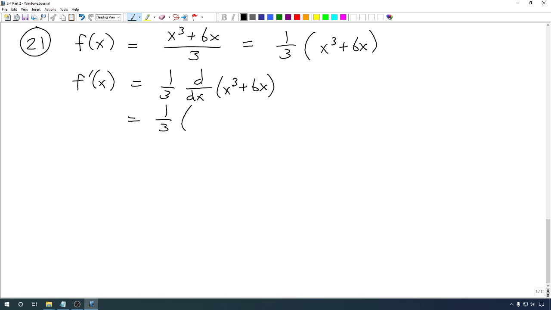The derivative of that is 3x squared, because we're using the power rule for x cubed. Then plus 6, because the x becomes a 1. Of course, in this particular case, we can actually simplify it, because everything has a 3 in it. We can cancel out with that 1/3. 3x squared divided by 3 is x squared, and 6 divided by 3 is 2. So the derivative is x squared plus 2.